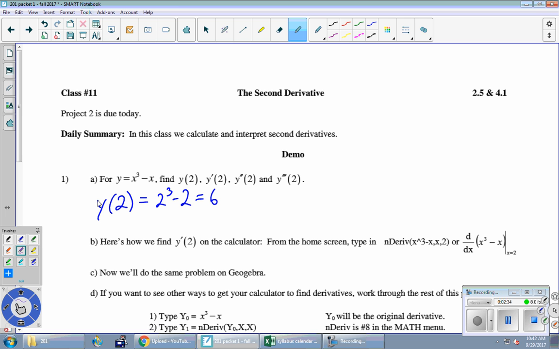Next up, in order to find y prime of 2, I first need to find y prime of x. So what is the derivative for this function? 3x squared minus 1 is good. And then we're going to find y prime of 2 by plugging 2 into that derivative function. So I got 11.